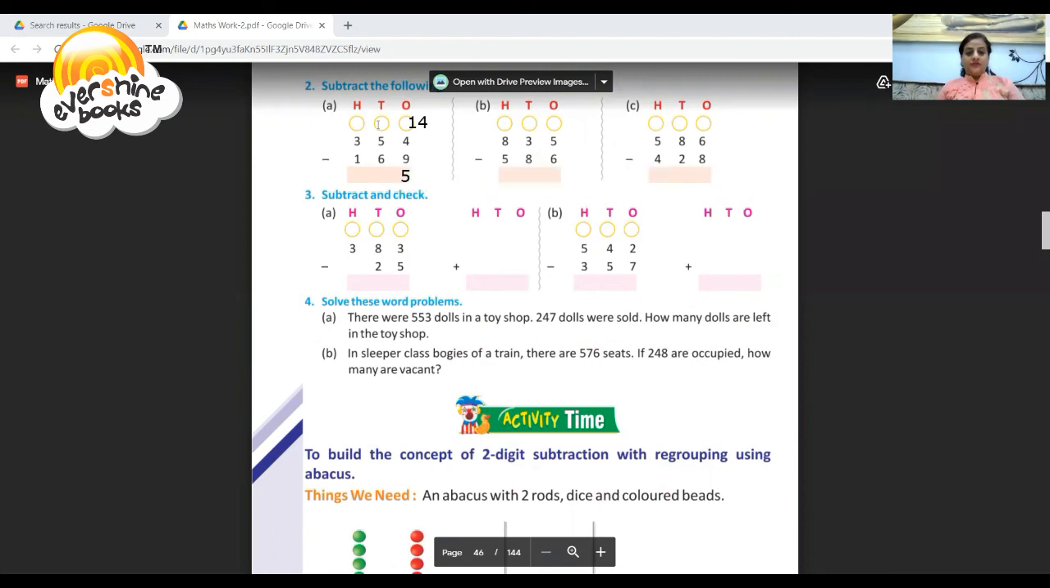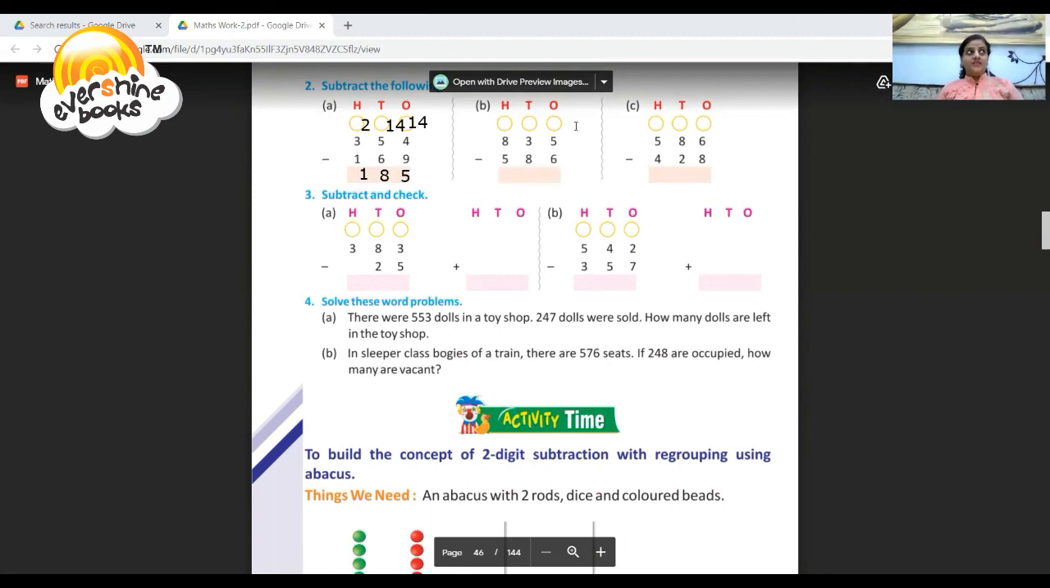Here it will be 4 and 4 minus 6 is not possible. So it will be 14 when it borrows. It borrows from 2, from 3 it becomes 2. Okay, so here 14 minus 6 is 8 and 2 minus 1 is 1. So answer will be 185.